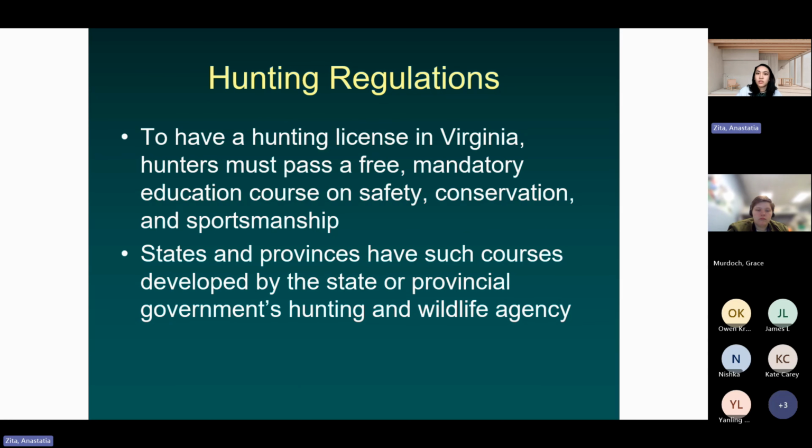Hunting regulations. So you have to have a hunting license in Virginia, and you have to pass mandatory educational courses. The courses are developed by the different states and governments' hunting wildlife agencies.